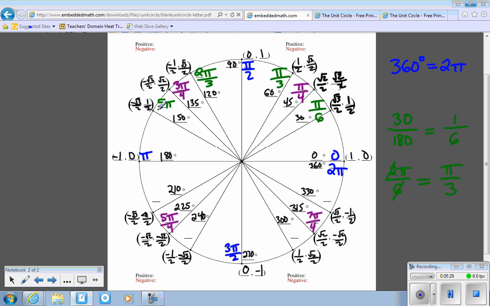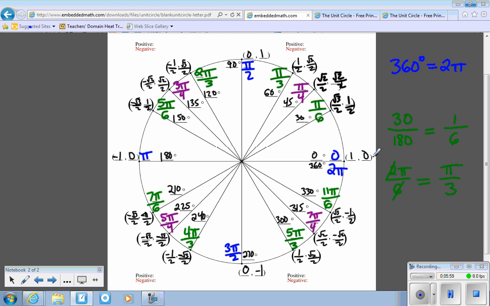5 pi over 6, 6 pi over 6, 7 pi over 6, 8 pi over 6, 9 pi over 6, 10 pi over 6, which reduces, 11 pi over 6, and lastly 12 pi over 6.